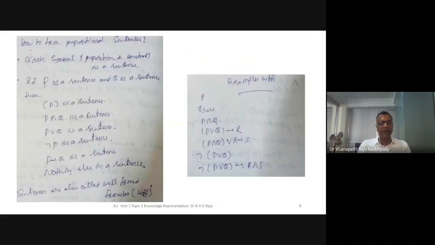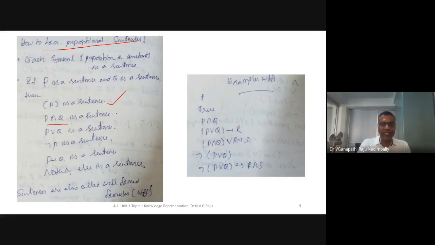Now, please, how to form propositional sentences? For example, shall I call P itself a sentence? Yes, sir. That means it is not a compound. It is a simple sentence. Now, it is a compound sentence.